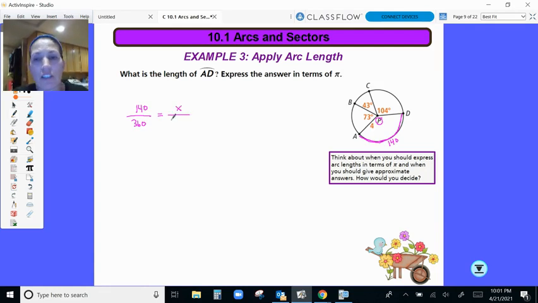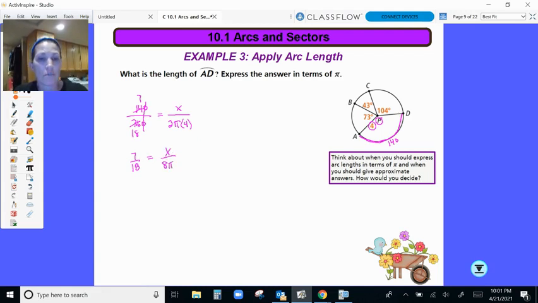Well, my circumference is 2 pi times 4, right? My radius is 4 right here, okay? So I can start to simplify this. My zeros cancel out, so I basically divide by 10 on top and bottom, okay? 2 will go into 14 7 times, and 2 will go into 36 18 times. So I have 7 over 18 equals x over 8 pi.